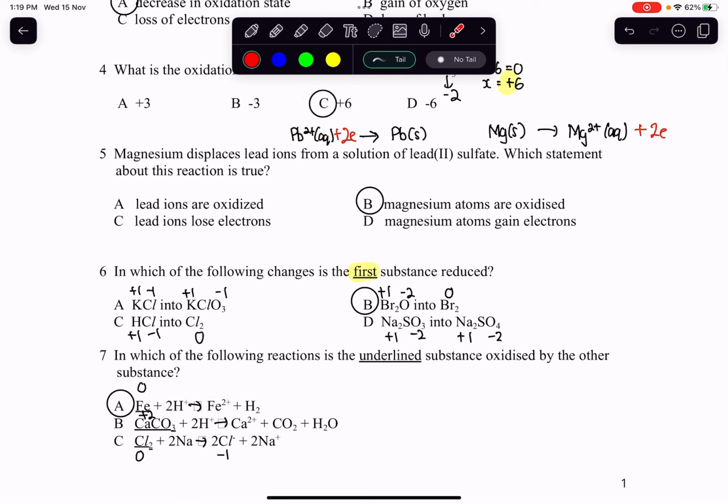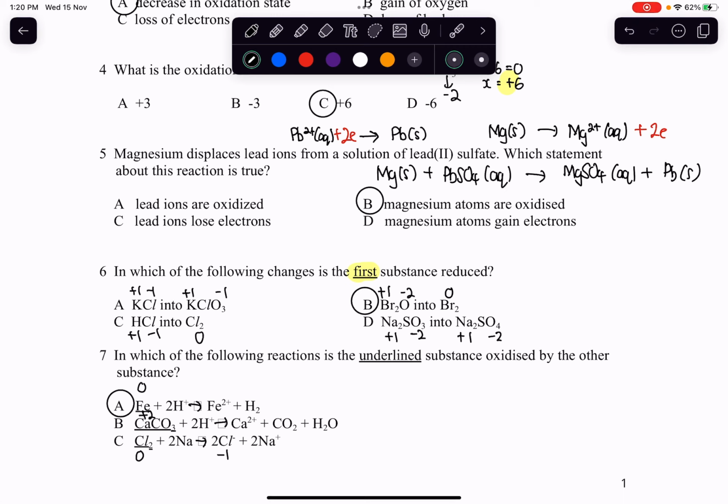Okay, question 5. Magnesium displaces lead ions from a solution of lead(II) sulfate. So what actually is the reaction that's happening? This is the full reaction which we will learn next year in the metals reactivity series chapter. So this is magnesium plus lead(II) sulfate. Magnesium displaces the lead from lead(II) sulfate to form magnesium sulfate and solid lead. So this is the reaction that takes place.